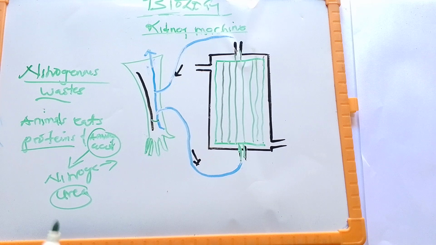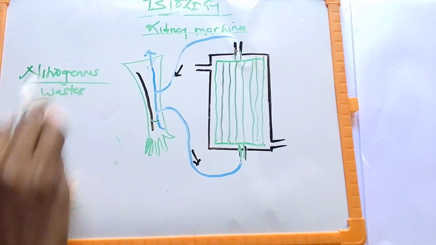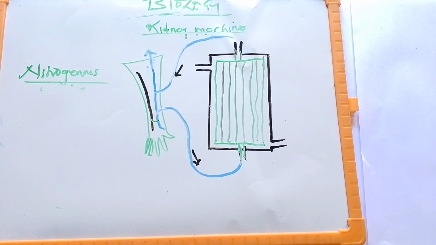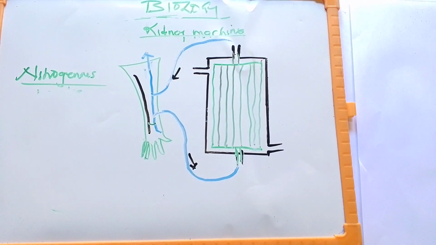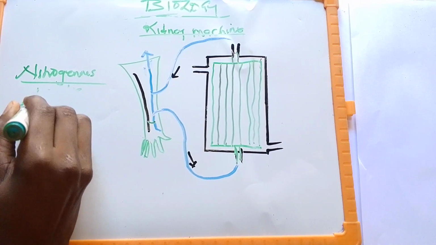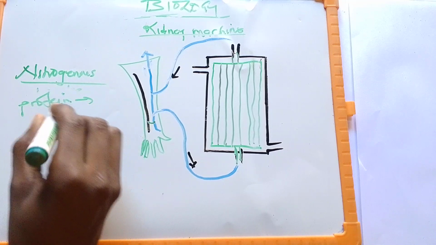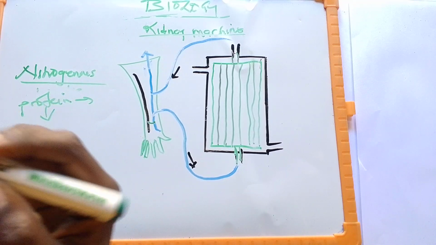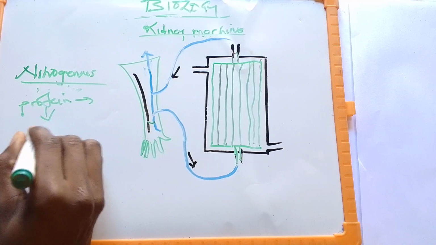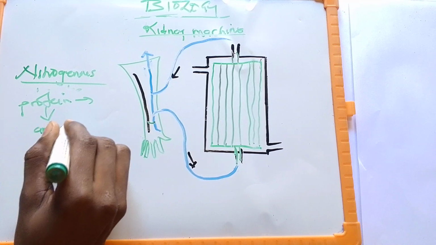So when you eat these proteins, when you go back to digestion, you find that proteins will be broken down into their final products, which are amino acids, again, the same things.